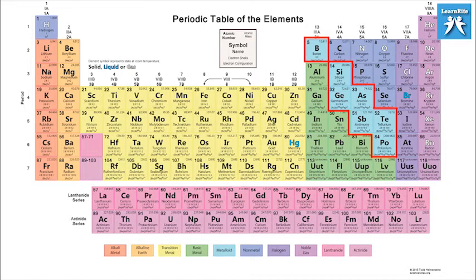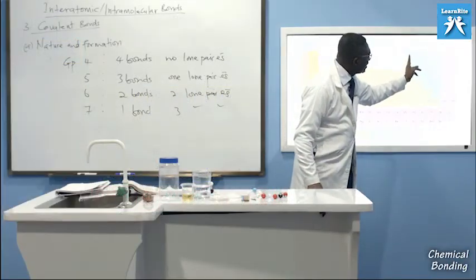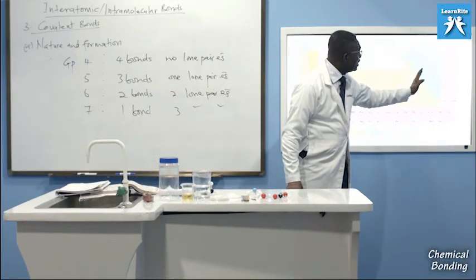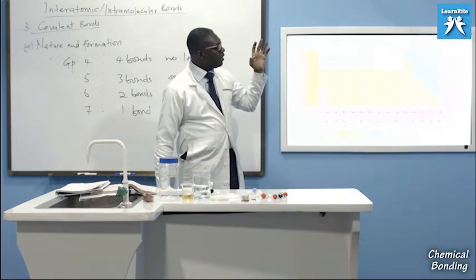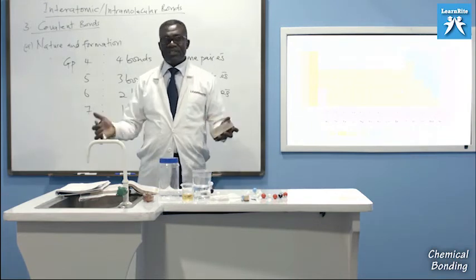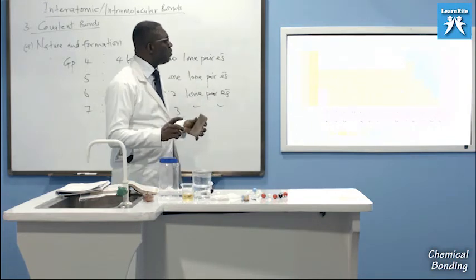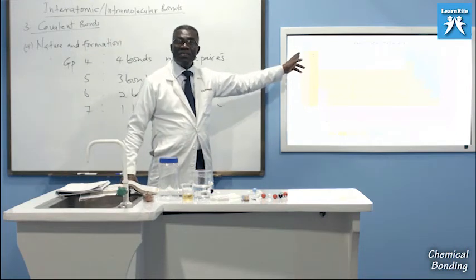Look at the colors here. The light blue color indicates the non-metals, and these are the metalloids, semi-metals, and these are the non-metals. So covalent bonds are formed by the non-metals mainly, or semi-metals. They form covalent bonds with themselves and of course with hydrogen. They can form that bond with hydrogen.